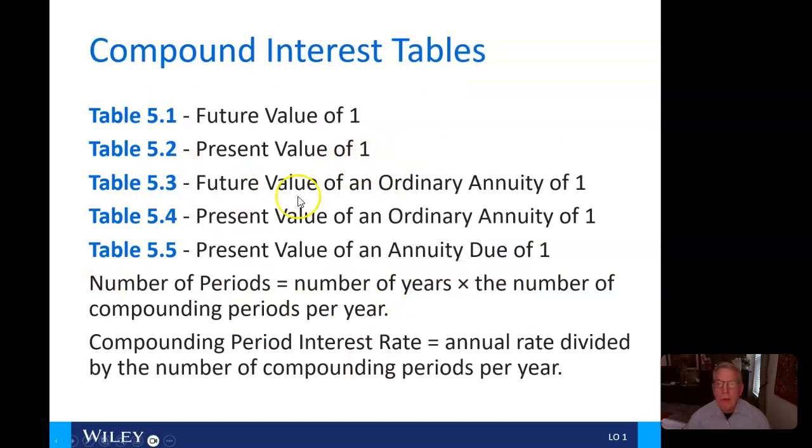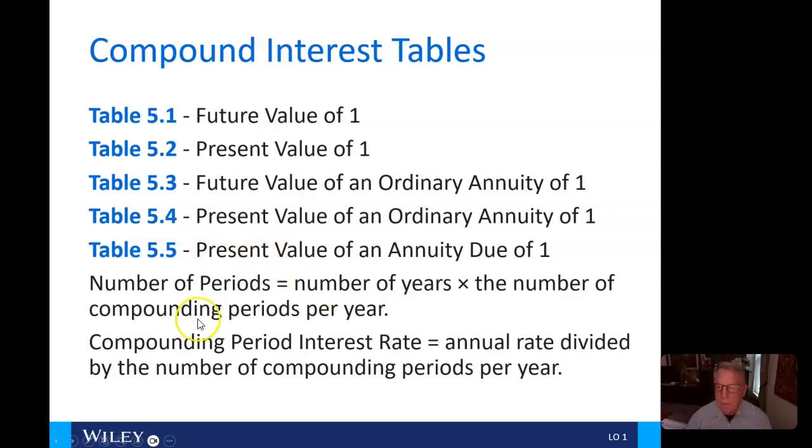Okay, we'll start here with the future value of $1. If I look in the book on page 5-60, you're going to find these tables. It starts on page 5-60. The first table shows you the future value of $1. The second table shows you the present value of $1, which I will explain in a few minutes. The third table shows you the future value of an ordinary annuity, and then table 5-4 shows you the present value of an ordinary annuity, and then table 5-5, I should say, present value of an annuity due.